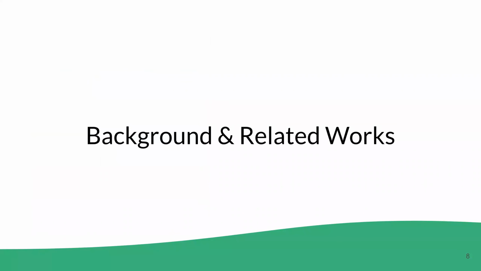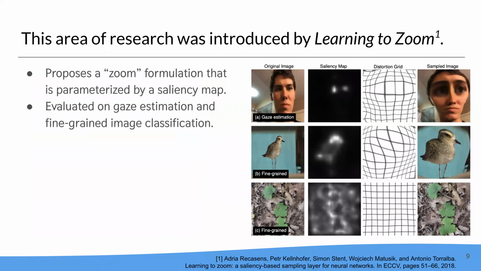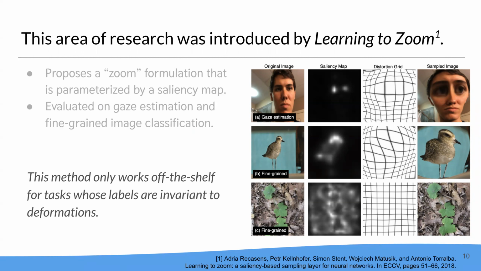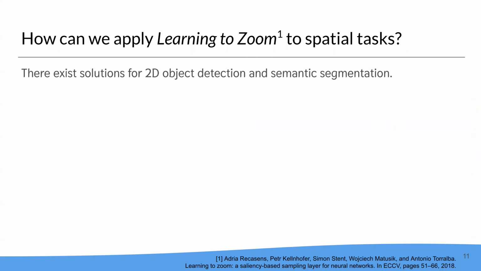Now let's take a deeper dive into the context of this work. The inception of this area of research happened with a method called learning to zoom. They propose an efficient formulation that, given a 2D saliency map, outputs a warp that zooms in on regions of high saliency. They evaluate their method on gaze estimation and fine-grained image classification. However, their off-the-shelf method only applies to these tasks whose labels are invariant to spatial deformations. Then how do we apply this method to spatial tasks?